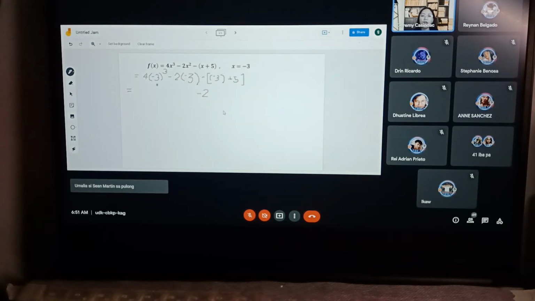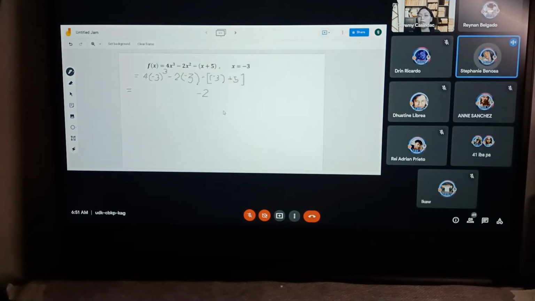Minus, okay, next, after ng parenthesis, what would be the next? Exponent po. So, simplify muna natin itong merong exponent dito, tama? So, we have negative 3 raised to 3. It means negative 3 times negative 3 times negative 3, and the product is equals to negative 27. So, we have now 4 times negative 27.